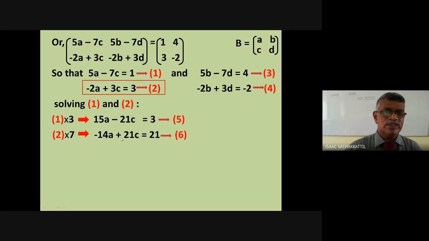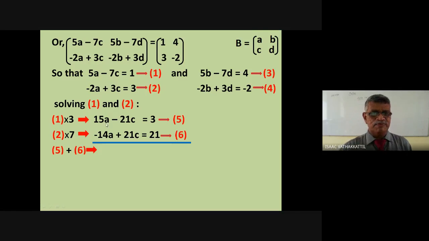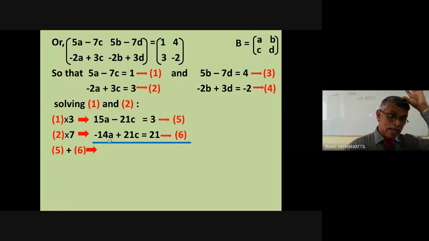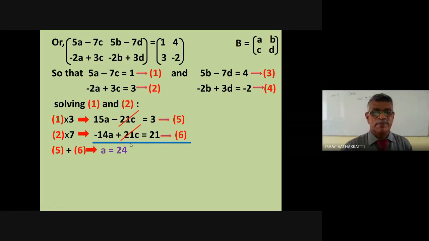Adding these two equations, 21c cancels, you are getting 15a minus 14a. You are adding them, so a equal to 21 plus 3, 24. Now substituting the value of a in any of these equations, which one I prefer?